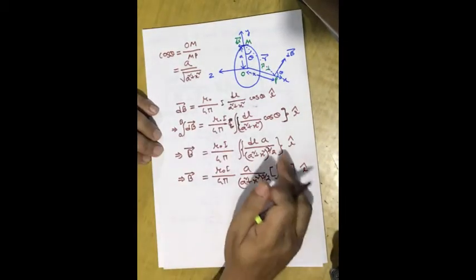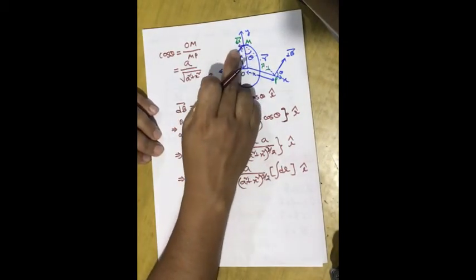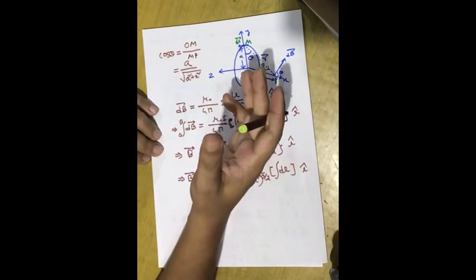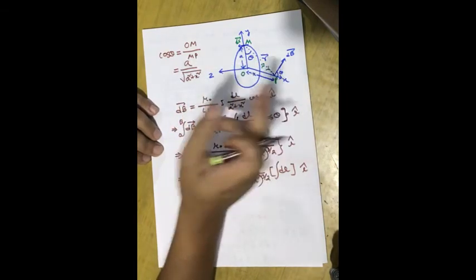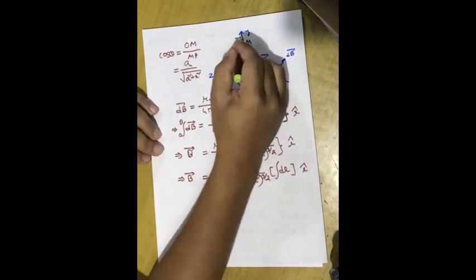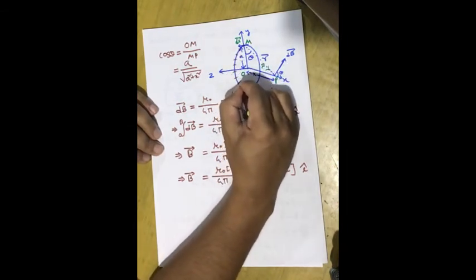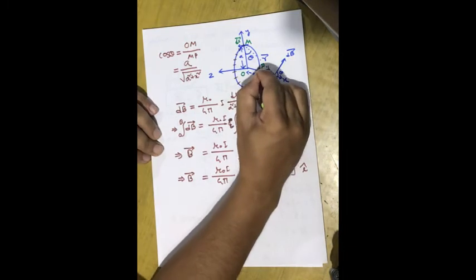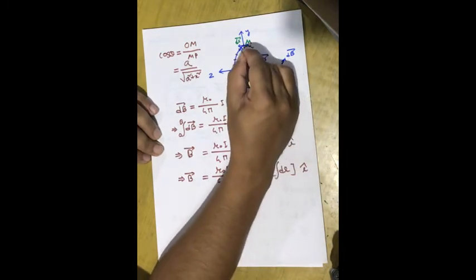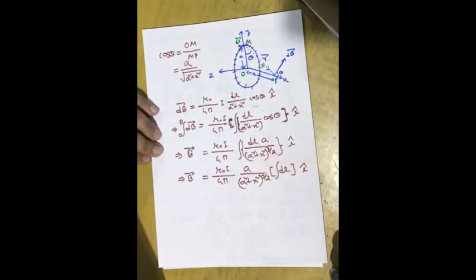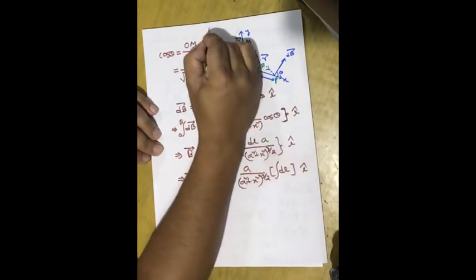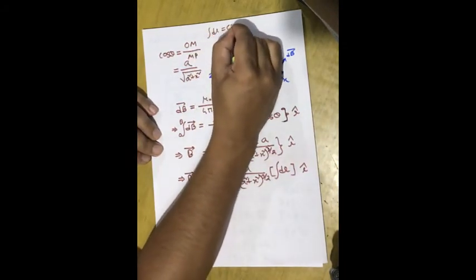So integration of dl for this current loop, what will it mean? It will mean the total perimeter of the circle. For example, this circle we can imagine to consist of small dl parts. All the small dl together give us the circumference of the circle. So integration of dl is nothing but the circumference of the circle.